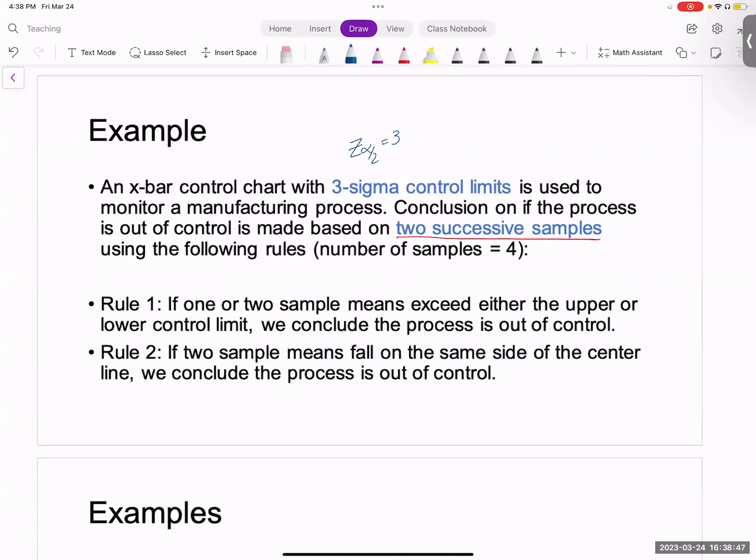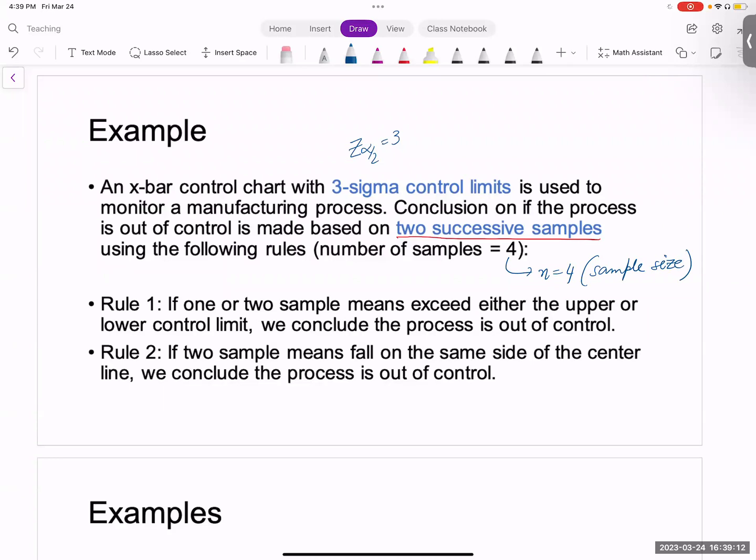And then number of samples is 4. Now you have to keep in mind this number, n equals 4. The number of samples is basically telling you what is your sample size. I should clarify here, this is the sample size, in fact.